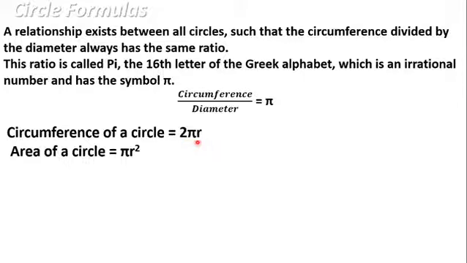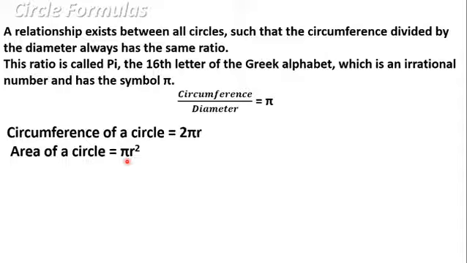It was gotten from this particular ratio right here. If you cross multiply, you have pi d. So sometimes you could use pi d to get the value for your circumference. It's basically the same thing. And then of course the area of a circle is pi r squared. I'm sure you're familiar with that.